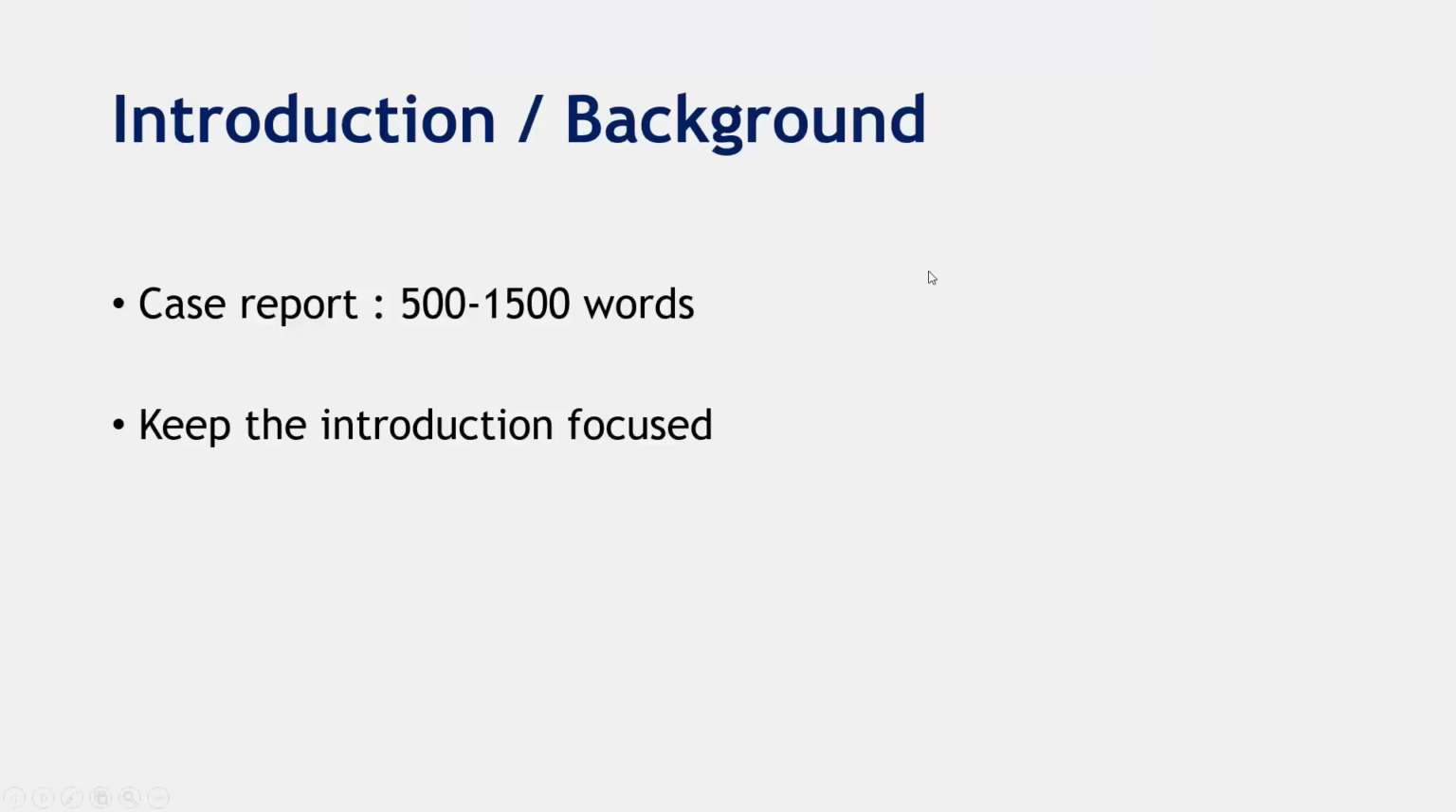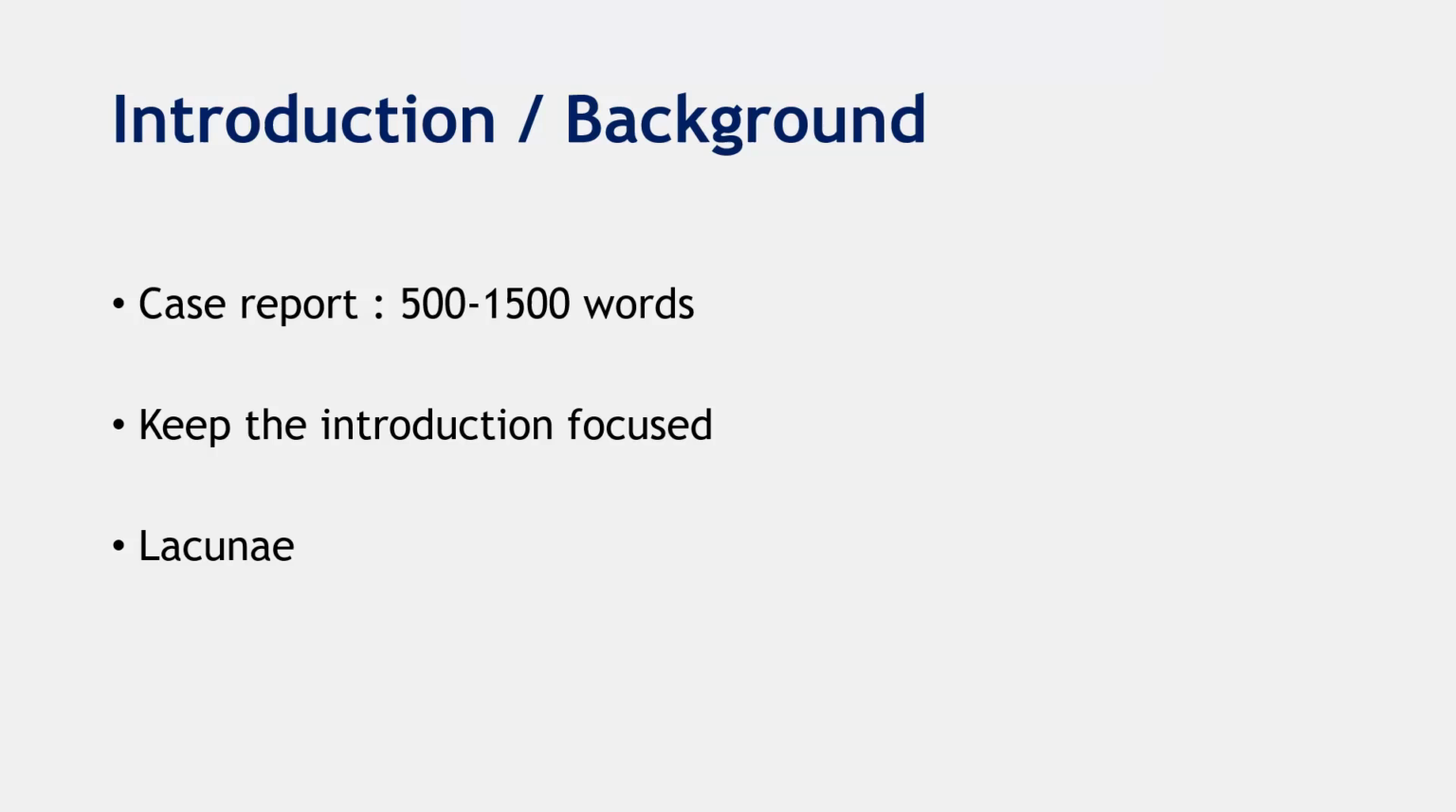So generally a case report can have somewhere between 500 to 1500 words, depending upon the journal to which you are submitting. And the most important thing that you need to have in the background is to have your introduction very focused. We don't have to talk about everything about ALL. We don't have to write a review article on ALL. So just focus on what is necessary. And then you talk about the lacunae.